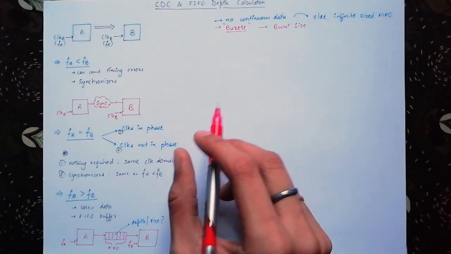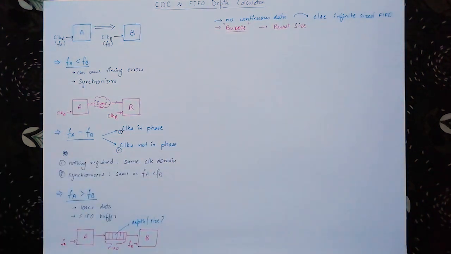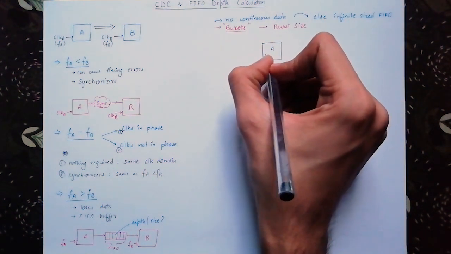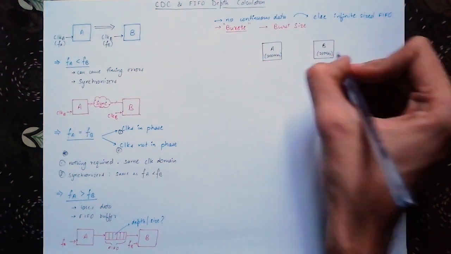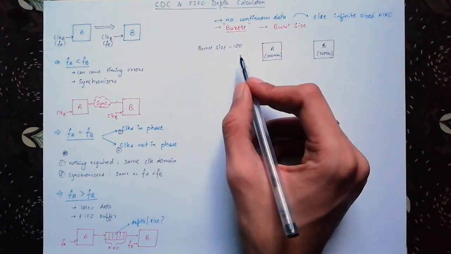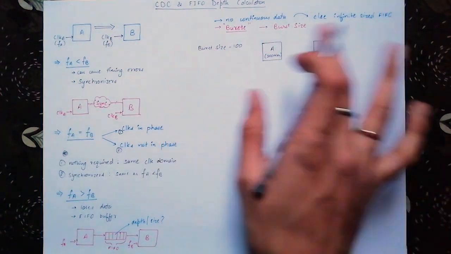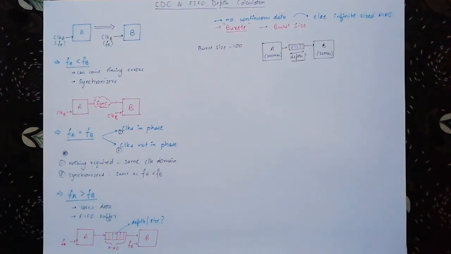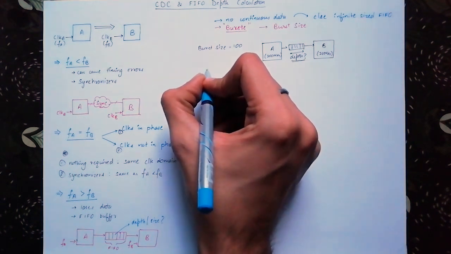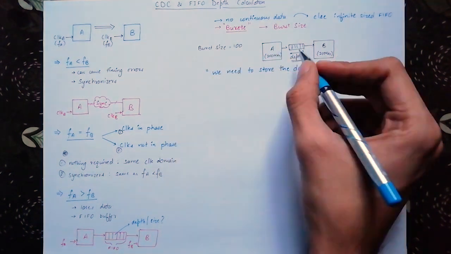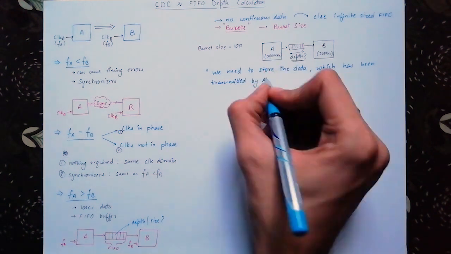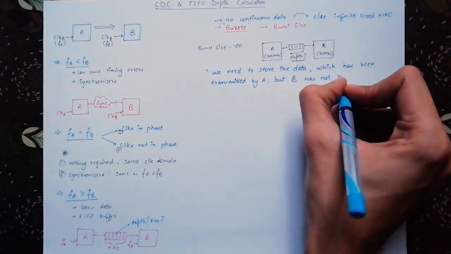This known amount of data in a burst is called the burst size. Now that you know the basics, let's actually calculate the depth using an example. Let's consider a system where module A is working at 200 MHz and module B is working at 20 MHz. And we need to calculate the depth of the FIFO required for proper transmission if burst size is given to be 100. The only logic required to calculate the size is to store the data which has been transmitted by A, but the receiver B has not read it yet.